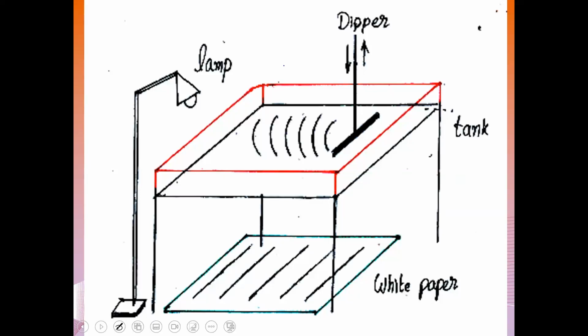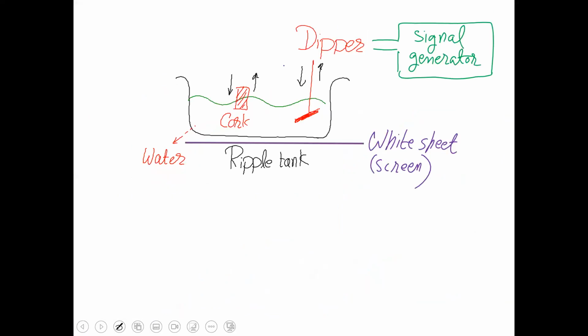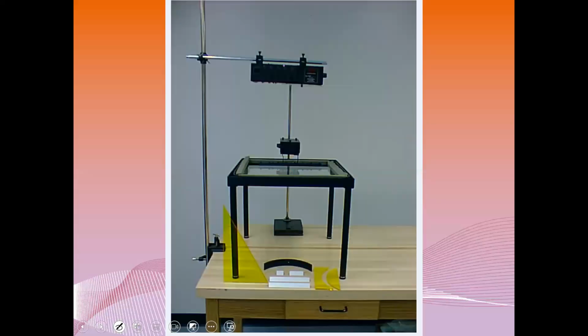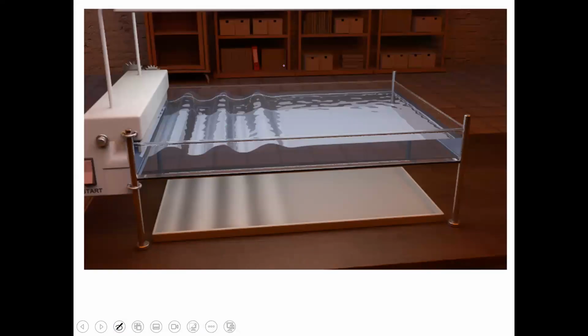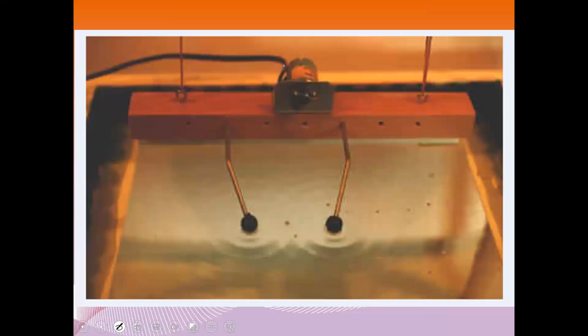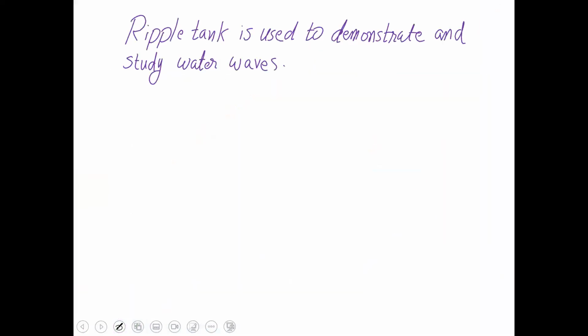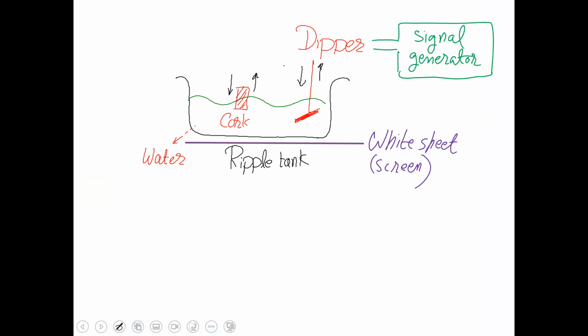We have a lamp for projection, a water tank, a dipper, and a white paper as a screen. This is how a ripple tank can be drawn in a simple way. When the dipper runs, it produces waves, and the paper below it captures the shadow images. Look at the shadow images. This is called a ripple tank, and these are the shadow images. So after copying this, you have to copy this diagram.